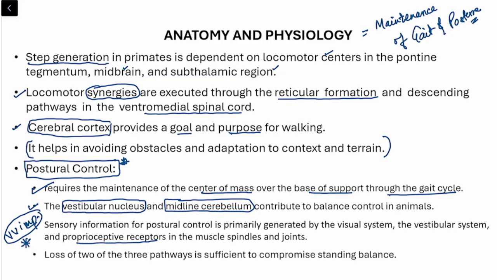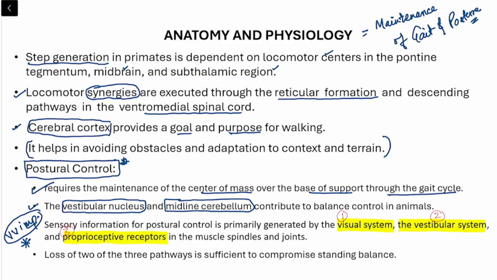Let me highlight it because it is again very important. See, first is the visual system, second is the vestibular system, and third is the proprioceptive receptors. These three are the sensory afferents. These three sensations are carried to the cerebellum, right? First is the visual system, second is the vestibular system, third is the proprioceptive receptors.